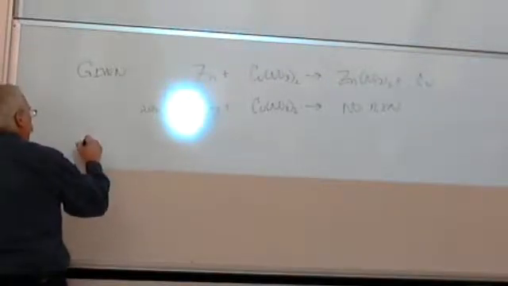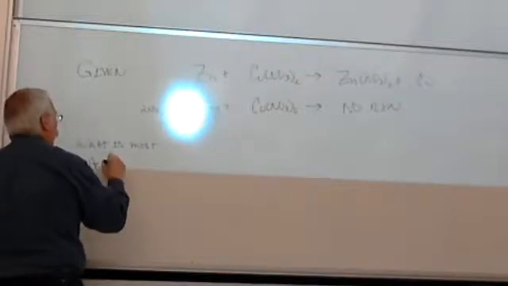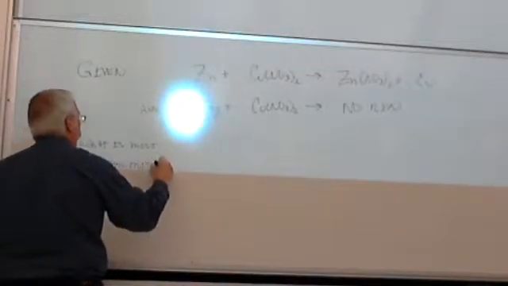Okay, so given the reaction, zinc plus copper 2 nitrate reacts to form zinc nitrate plus copper, and silver plus copper 2 nitrate leads to no reaction. The question might be, what is the most active metal? Now, if you had an activity series, this would be easy, right? You look on the activity series and find out which one was listed highest up. But there's no activity series up there. So we have to decide from the data that's given.